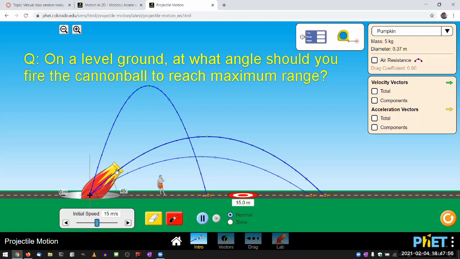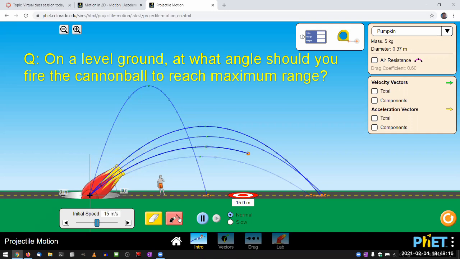And I can test it out a little bit too. Fire it at a slightly higher angle, 50 degrees, and see that it lands slightly before the 45 degree one. And I can try launching it at 40 degrees and see that it again lands slightly before 45 degrees, in fact at the same spot that the 50 degree one did. So I think that's good enough.